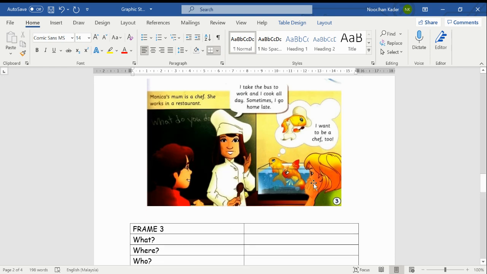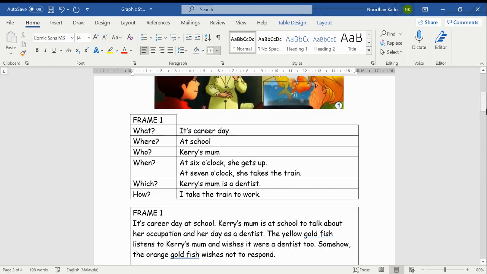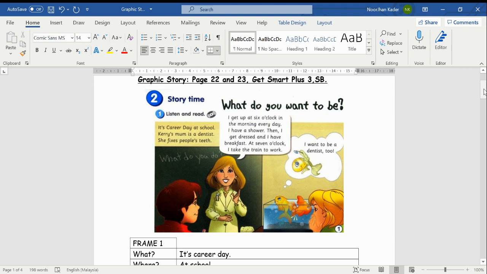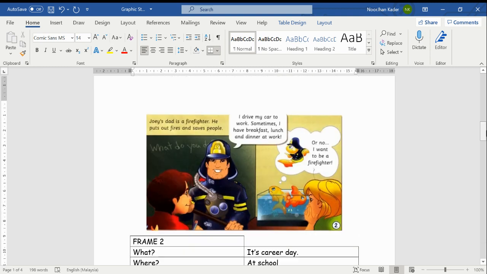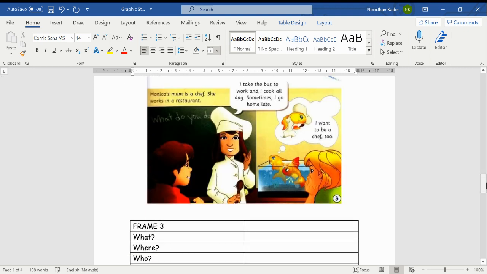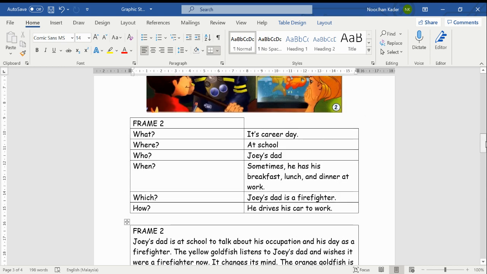It's almost the same picture. Only the person is different. The first frame, Carrie's mom. The second frame, Joey's dad. And the third frame, Monica's mum. So it's the same thing. You can see the background is also the same. In the picture, you can see the audience, the pupils, and also the goldfish again, the yellow goldfish. So somehow or other, it's going to be almost the same.